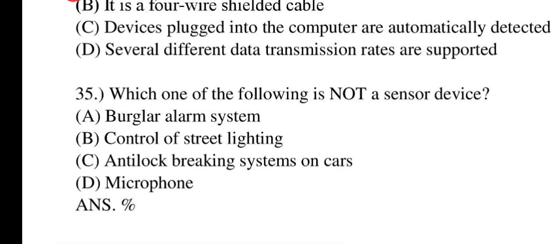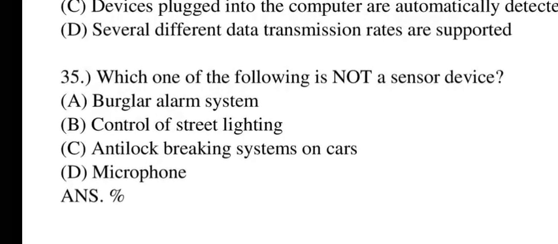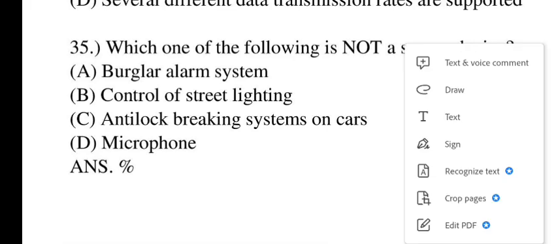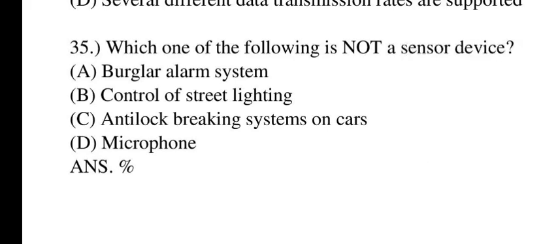So 35 is saying, which one of the following is not a sensor device? A, burglar alarm system. B, control of street lighting. C, anti-lock braking system on cars. D, microphone. So this I don't know, so please try to do it by yourself.